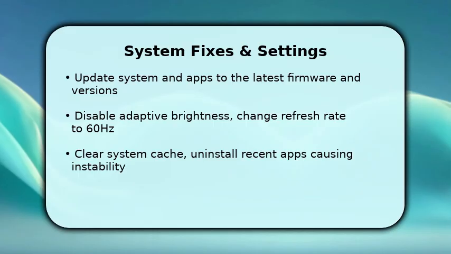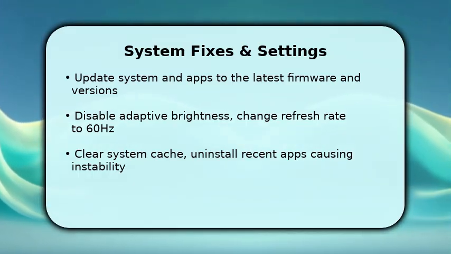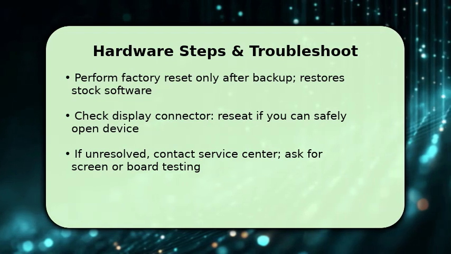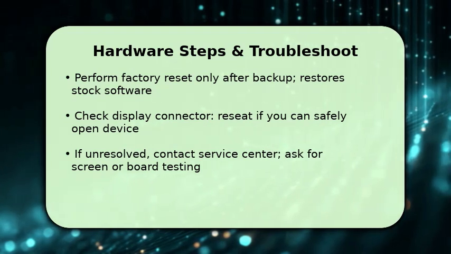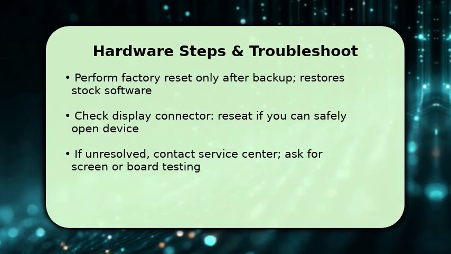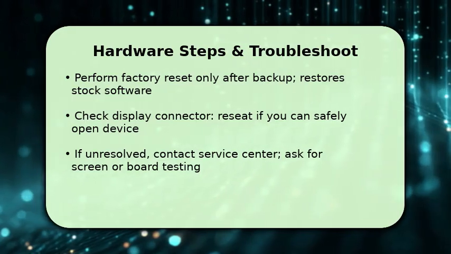If software steps fail, perform a factory reset after backing up because this rules out persistent firmware corruption. If you're comfortable and the warranty allows, power down and carefully open the phone to reseat the display connector. Loose contacts often cause flicker, making sure to follow ESD precautions. Once done, test before sealing.